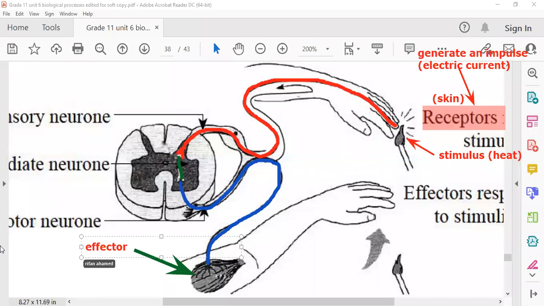Right. So finally, where is the impulse starting its journey? In the receptor. Then it is traveling through the sensory neuron, then through the intermediate neuron, then through the motor neuron, finally reaching the effector. This route is called the reflex arc. Understood? Could you please mark these details? Use three color pens and mark those things.